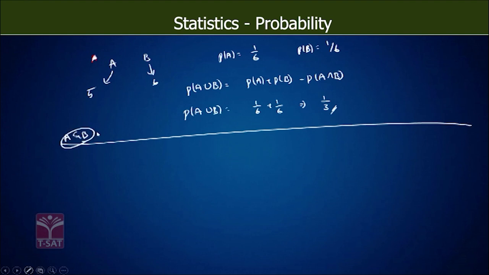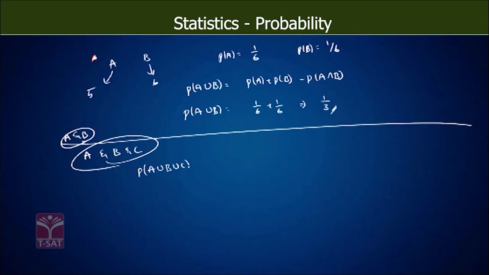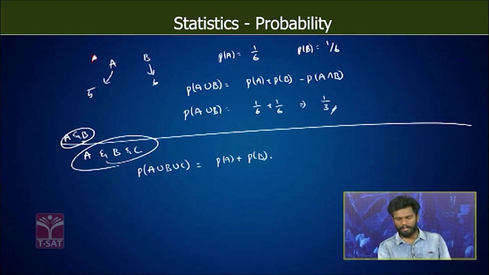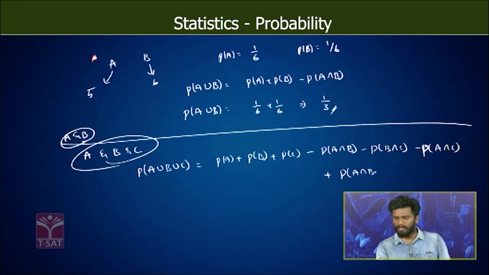Now we will slightly extend this addition theorem of probability. We will see it for events A, B and C as well. When there are three events A, B and C, the probability of occurrence of event A or B or C is given by the probability of A plus the probability of B plus the probability of C minus the probability of A and B minus the probability of B and C minus the probability of A and C plus the probability of A and B and C. So this is the formula for the addition theorem for three events.